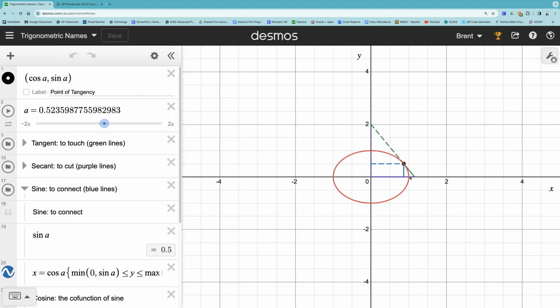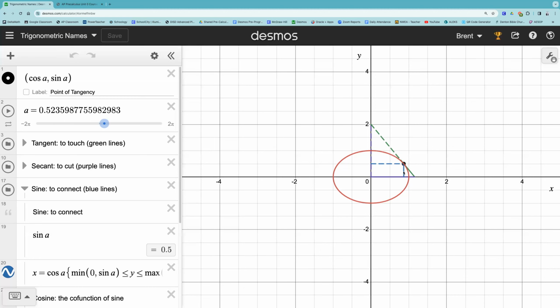So what is cosecant? Cosecant is the line that goes here, but instead of connecting to the value of the tangent line on the x-axis, what do you think it connects with the tangent line? On the y-axis. So this is tangent, this is cotangent, this is secant, this is cosecant. You following? Sine means to connect. Sine connects the tangent line to the secant line at the point of tangency. You see how it connects those two?